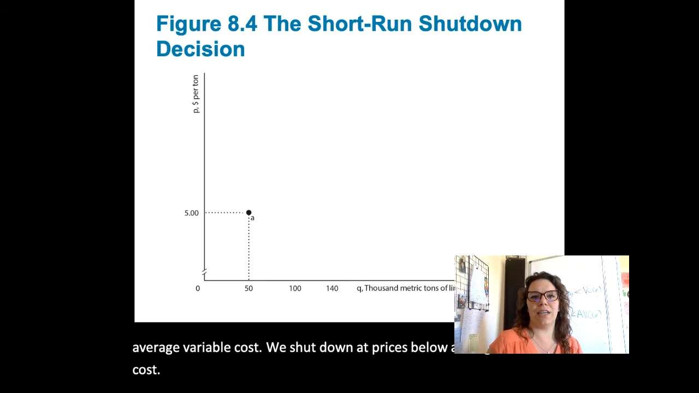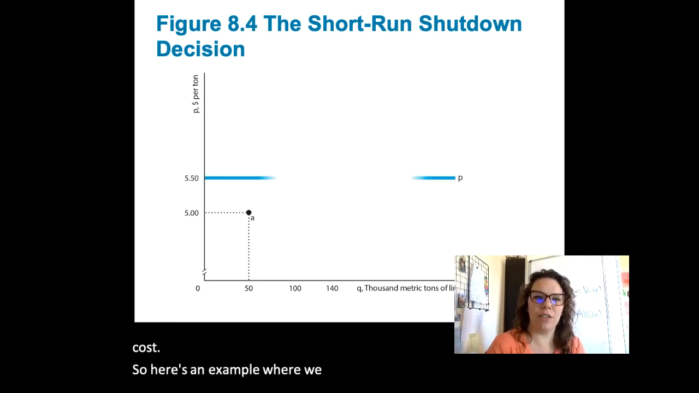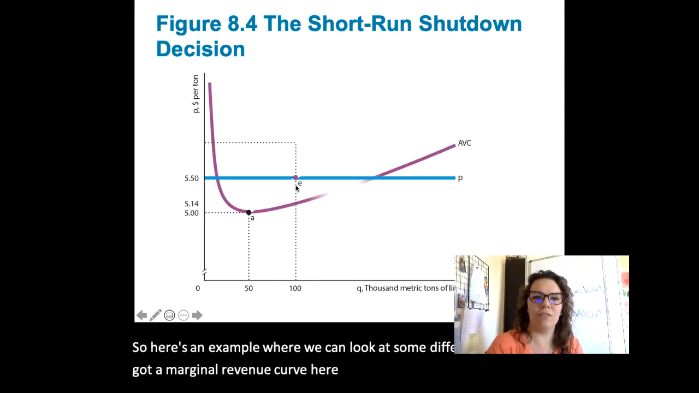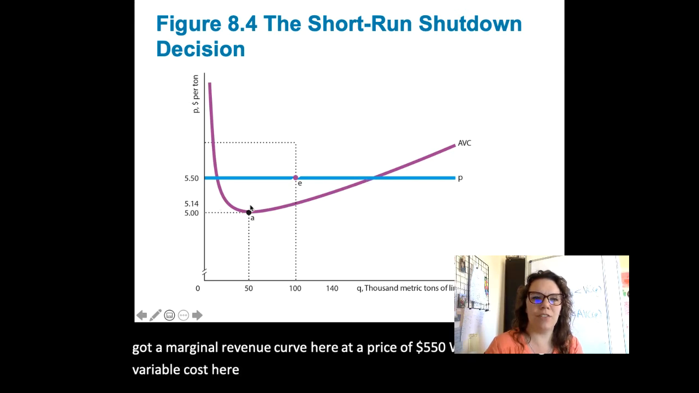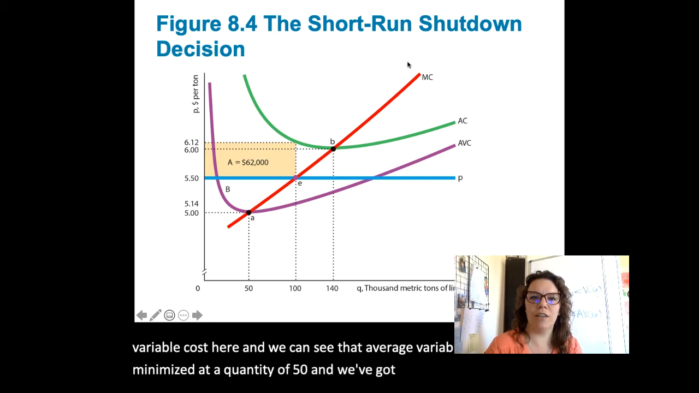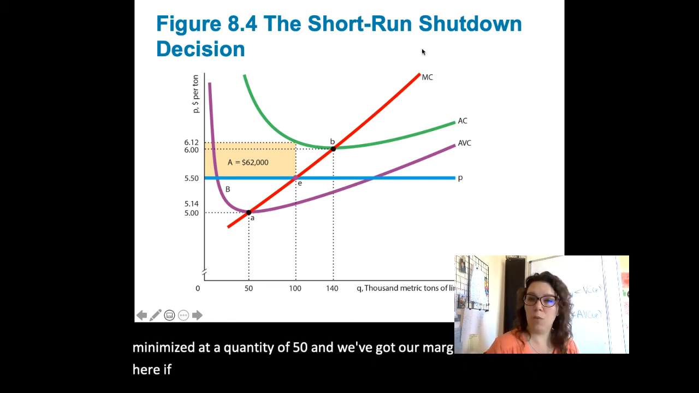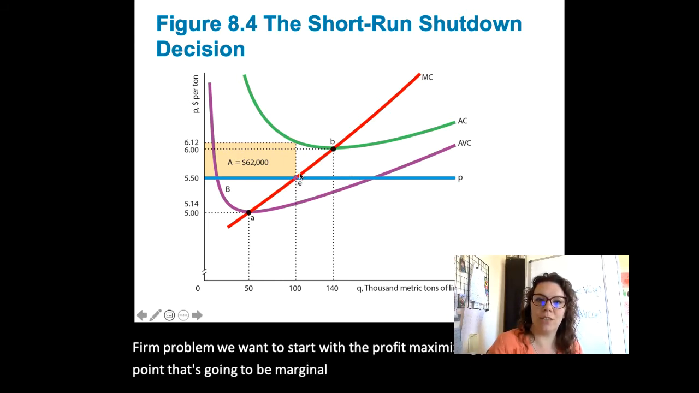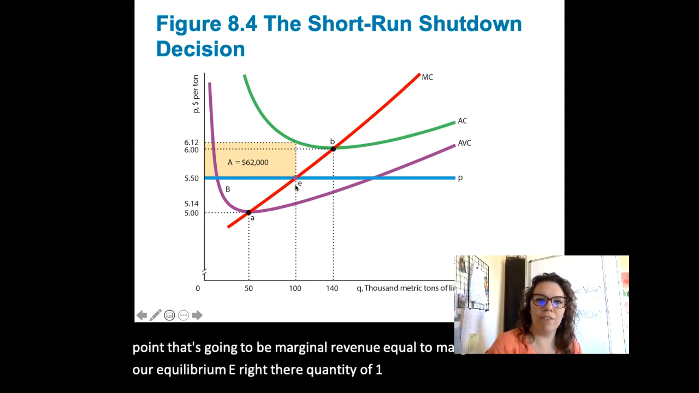So here's an example where we can look at some different curves. We've got a marginal revenue curve here at a price of $5.50. We have average variable cost here, and we can see that average variable cost is minimized at a quantity of 50, and we've got our marginal cost curve here. If we solve this like we solve every firm problem, we want to start with the profit maximizing production point. That's going to be marginal revenue equal to marginal cost. That's our equilibrium, E right there. Quantity of 100, price of $5.50.